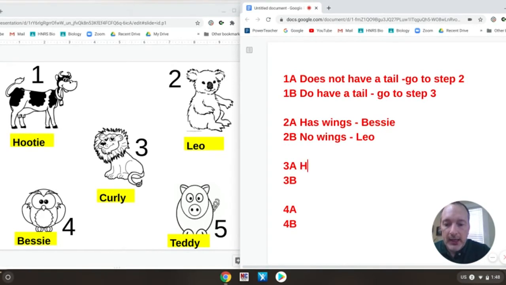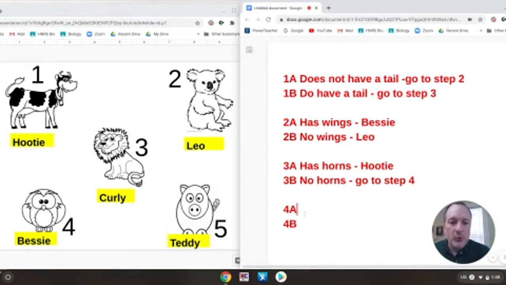So I could say has horns. And the only one that does is the cow, so that kind of sets it apart. And I'm going to type its name there. That is Hootie, right? And then in order to keep it simple again, you don't have to describe the other animals. Just say no horns because that sets them apart from Hootie. And then you tell them go to step 4.